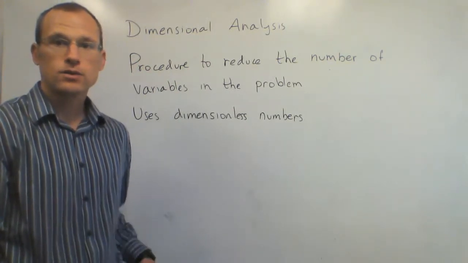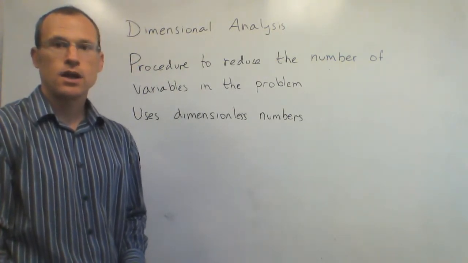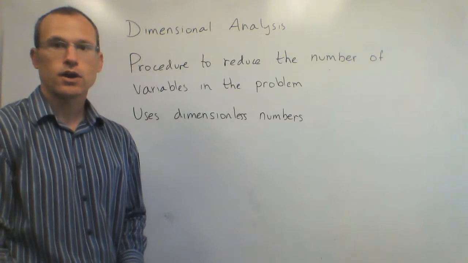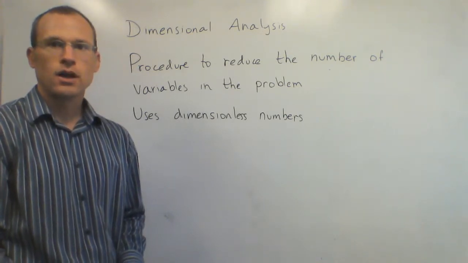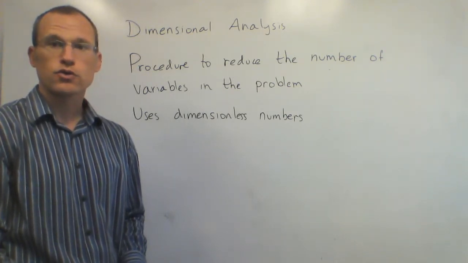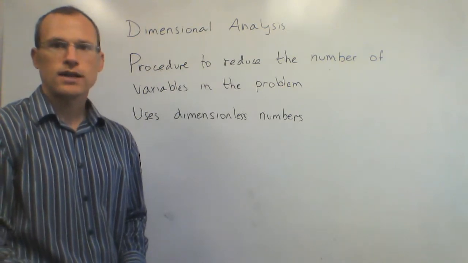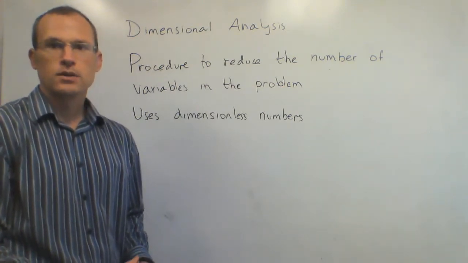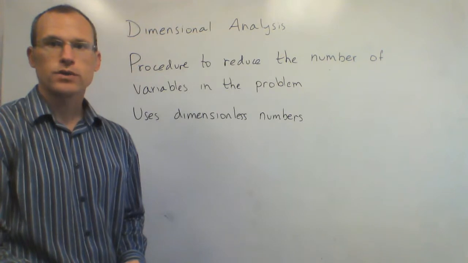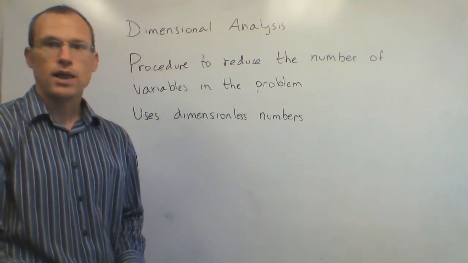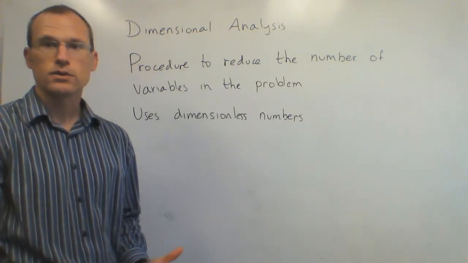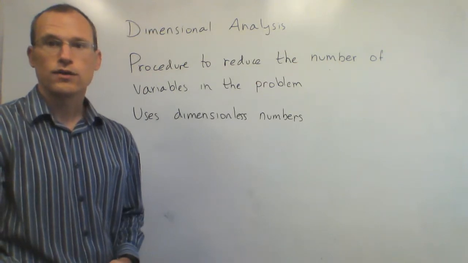So dimensional analysis was introduced in the previous lesson. That previous lesson also talked a lot about dimensionless numbers, things like the Reynolds number and Froude number. Those are going to be important when we do dimensional analysis. So what we're going to do is try to reduce the number of variables in the problem, and the way we're going to do that is through those dimensionless numbers that we saw previously.